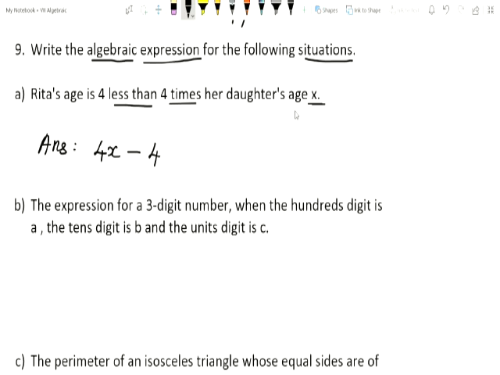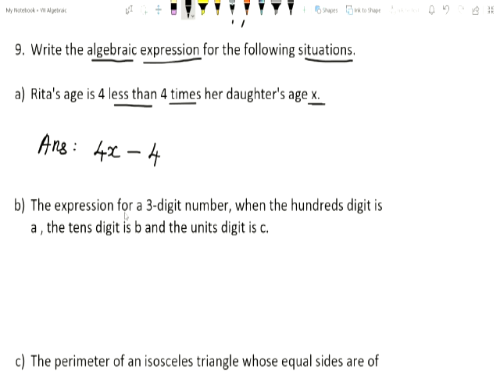4 times the daughter's age x. So 4 into x, since 4 times means into. So 4 into x you get 4x. Less than means subtract sign. And 4 less than is given, so you subtract 4. Okay, children, do you understand?